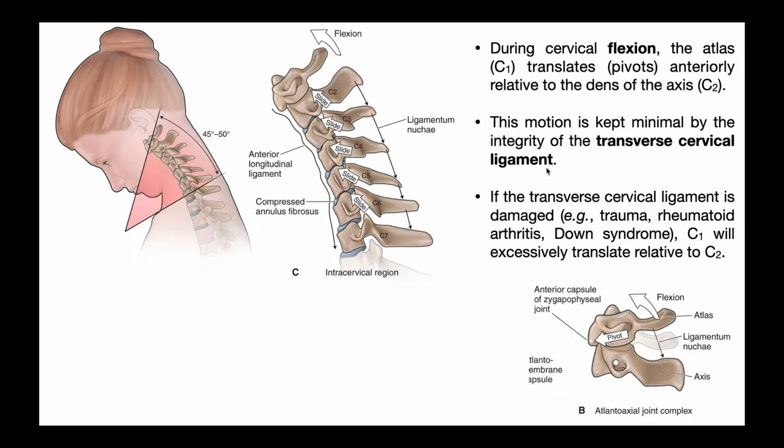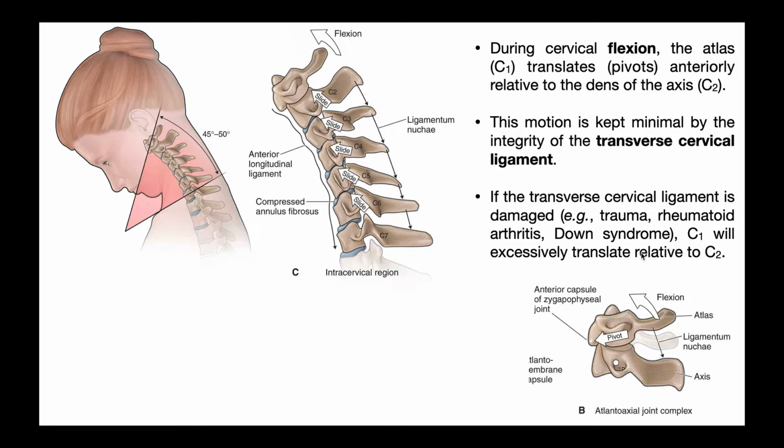What would happen if the transverse cervical ligament were damaged? Well, if it normally restricts anterior pivoting of the atlas on the axis, if this ligament's damaged, then we should see excessive translation or excessive anterior pivot of the atlas on the axis. And that's exactly what happens.